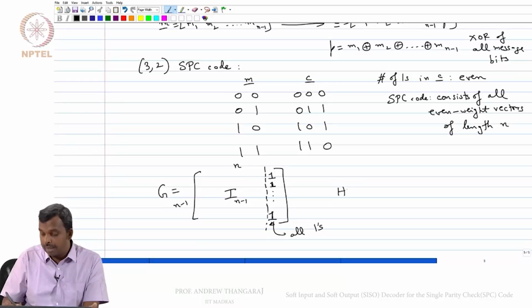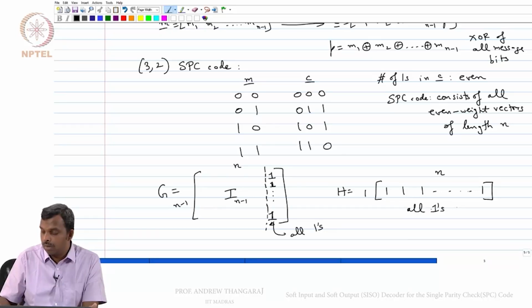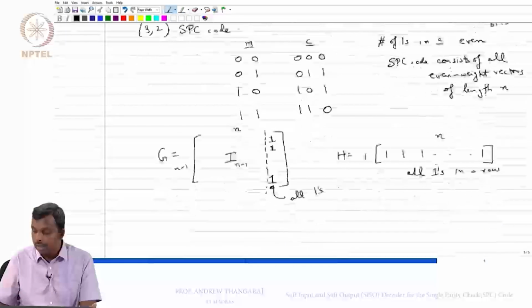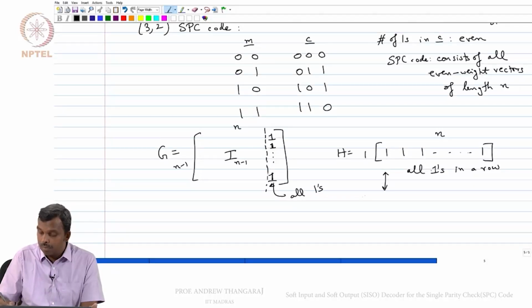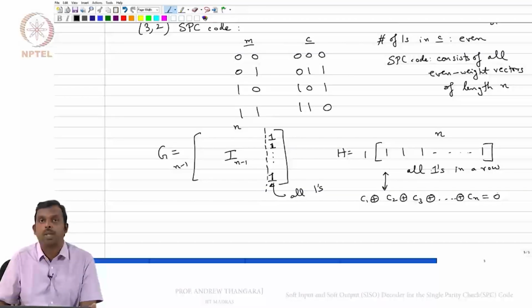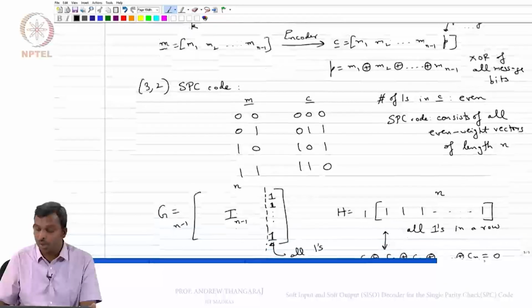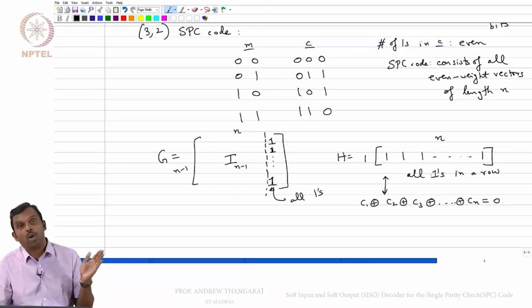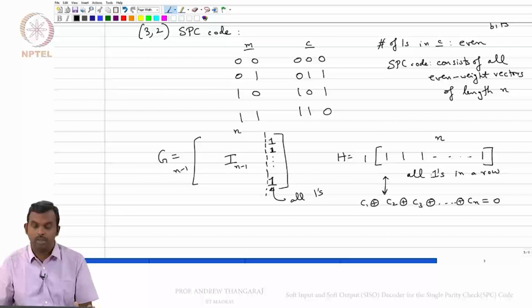Now, if you convert this into a parity check matrix, the parity check matrix, if you remember from the dimension, is just 1 cross n. It is basically one row, all ones. Okay, so this is quite easy to see why this is true. The only parity check that you have is C1 XOR C2 XOR C3 XOR and so on till Cn equals 0. Okay. So, this is a characteristic of the single parity check code. So, if you take a code word of the single parity check code, you XOR all the bits together, you are going to get 0. Okay. So, this is the single parity check code.